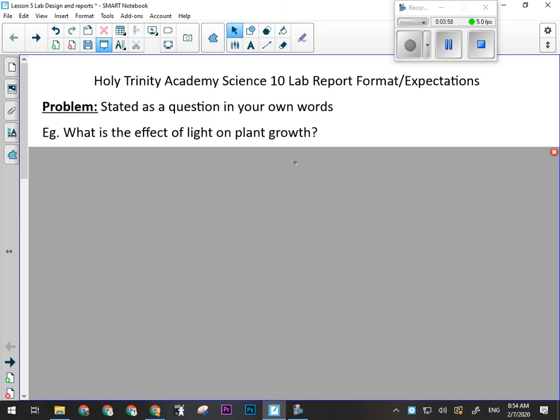Okay. If I'm running a lab where I'm testing the effect of light on the growth of a plant, what's my manipulated variable in that experiment? What am I testing? I'm testing one thing and then I'm measuring its effect. Okay? So the thing I'm testing is manipulated. The thing I'm measuring to see its effect is responding.